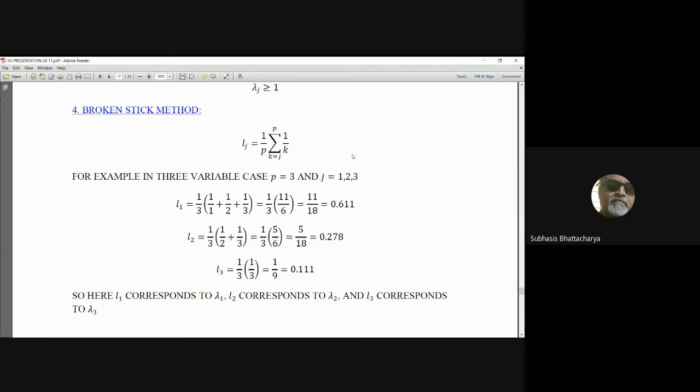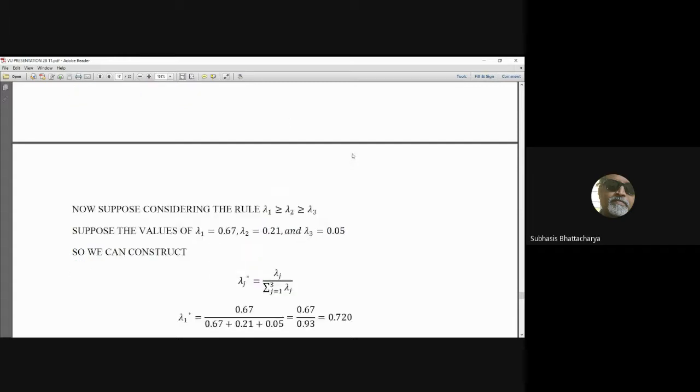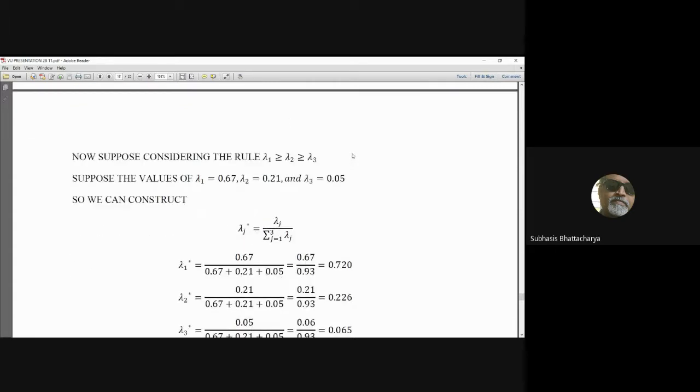From here, the first value is found to be 0.61, the second one is 0.27, the third one is 0.11. So you can arrange L1 greater than L2, greater than L3. This way, you can find lambda 1 greater than lambda 2, greater than lambda 3. So you can construct lambda this way, that is lambda j divided by the summation of lambda j.